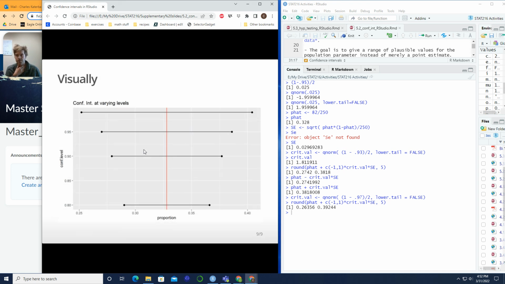Great. Last up, we have a visualization of those same confidence intervals. So the x-axis is the proportion that we're investigating. The red line through the middle of this graph is the point estimate. So this is the 38.2% that we're using as the center of our confidence intervals. And then each of these horizontal bars represents a different confidence interval at different confidence levels. And we can see that as the confidence level increases, again, the confidence intervals get wider and wider and wider.